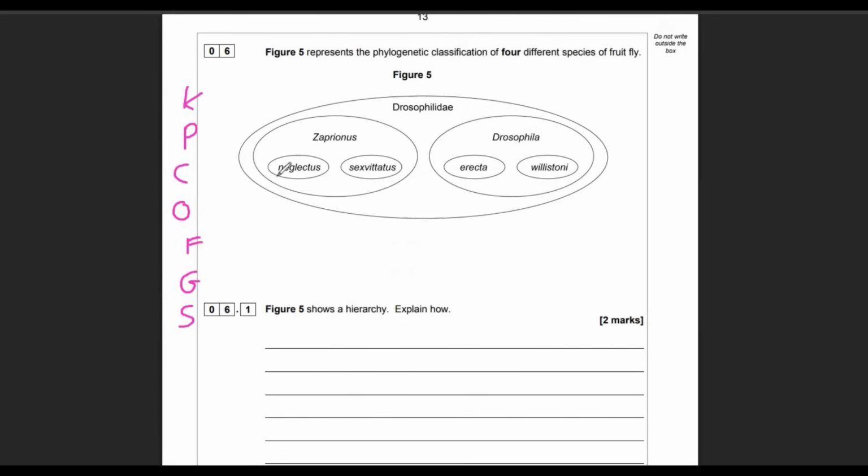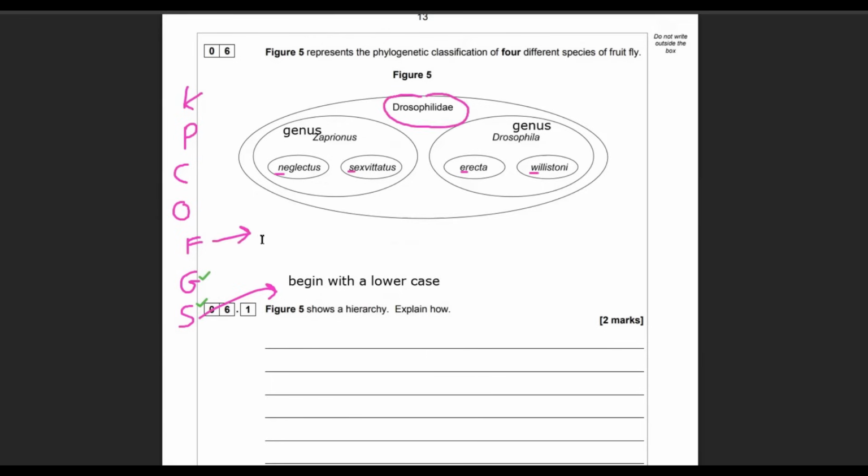These ones all begin with a lowercase: erecta, Willistoni, sexvittatus, and neglectus. So these are the species. What's next? Then we have these ones with the capitals in front. These must be the genus, species. We've ticked off genus. We have Drosophilidae left, and that must be the family.